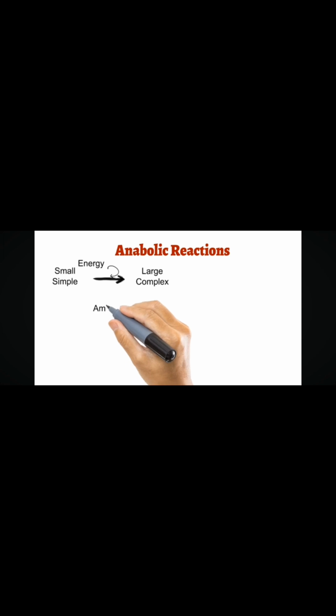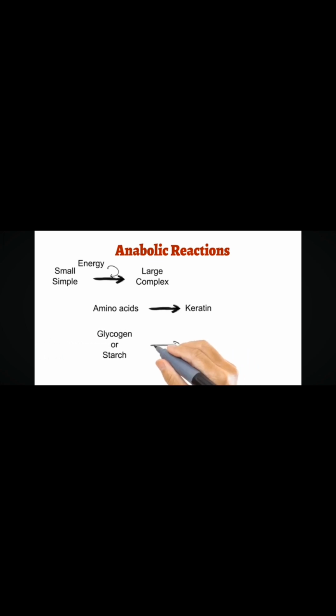For example, conversion of amino acids to keratin protein, which is present in the hair and nails. Another example is synthesis of glycogen or starch from glucose molecules.